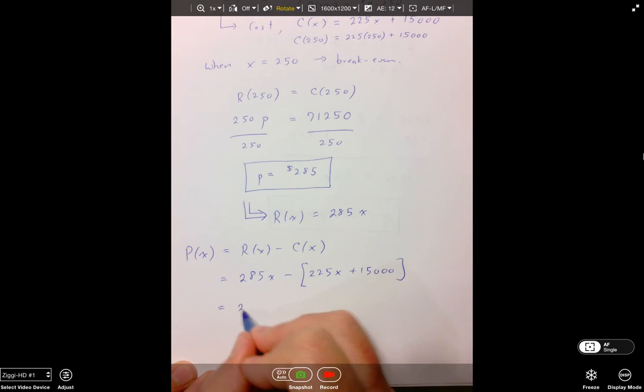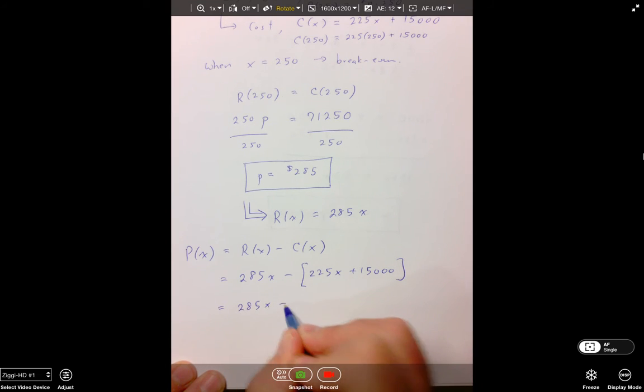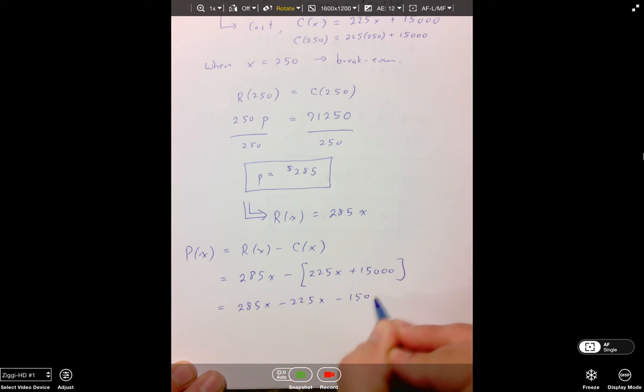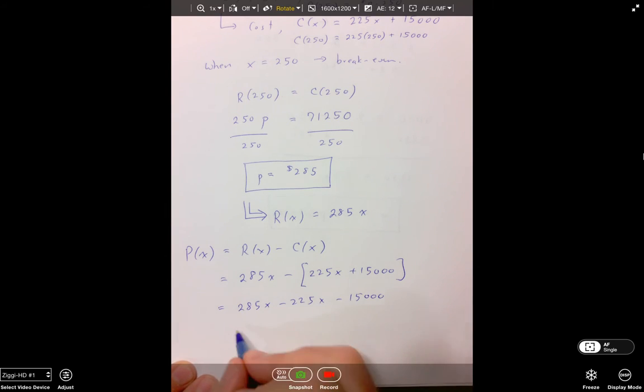So I'm going to have 285x minus 225x minus 15,000. So I end up with 60x minus 15,000. Now gang, what's that 60 stand for? It stands for the marginal cost, doesn't it? It's the cost to create an additional unit.